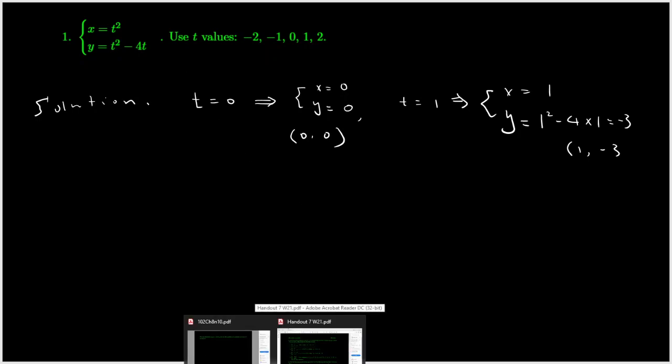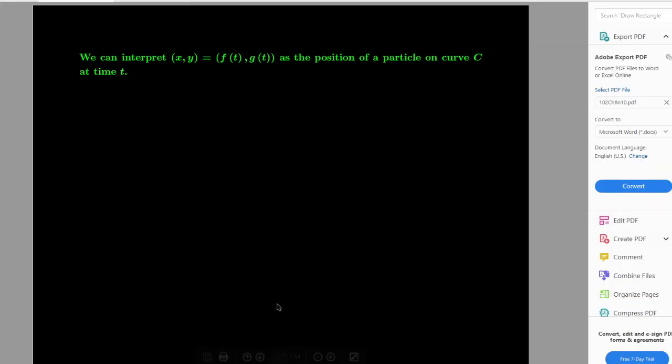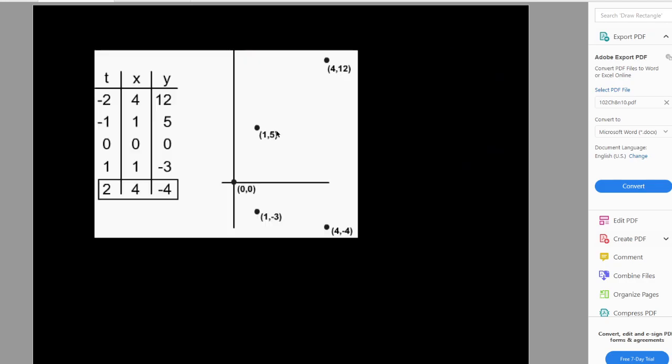Actually, it's a little bit tedious to compute all the points. I believe I have all the points in the notes. We just get all the points from the notes. This is the curve, the parametric equations we are talking about. A t value of 0 will give you x coordinate of 0, y coordinate of 0, and t value of 1 will give you x value of 1 and y value of -3, and so on.